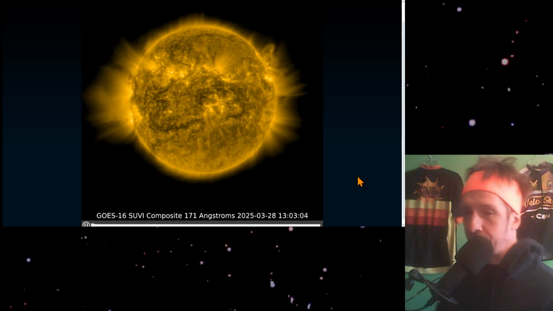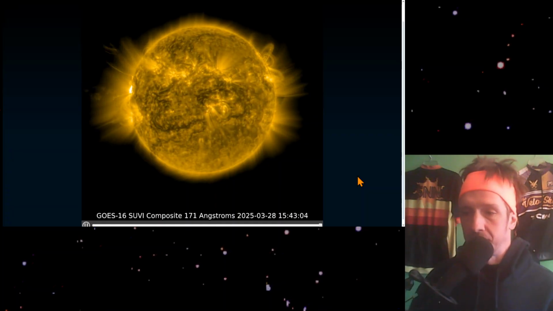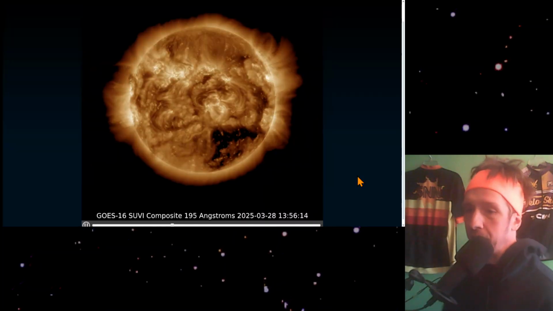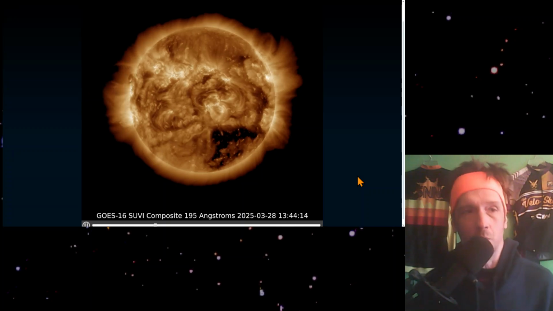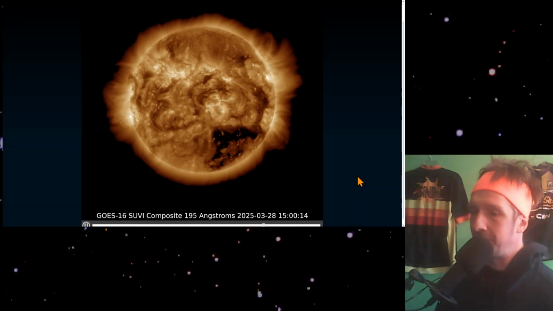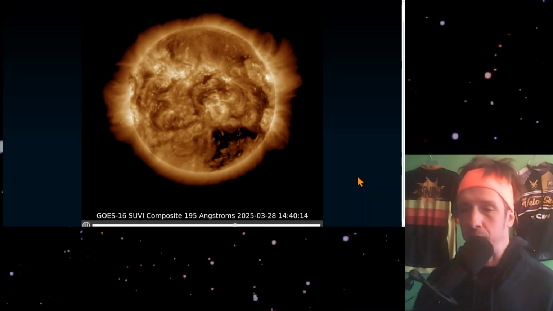So there's our house favorite wavelength, 171 angstroms. And these will just get progressively better at seeing the CME. So there's the CME going off in 195 angstroms, one of the many species of iron that are shown. It's part of the extreme ultraviolet spectrum.